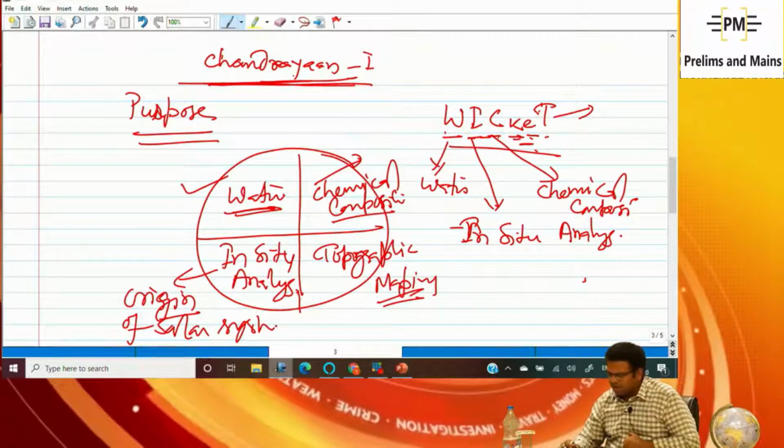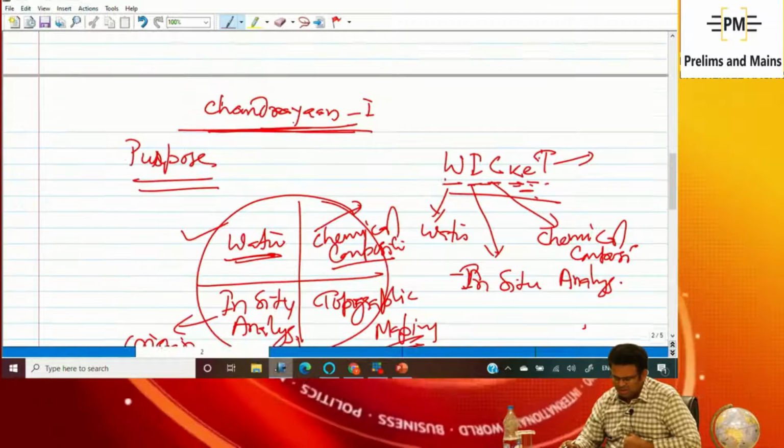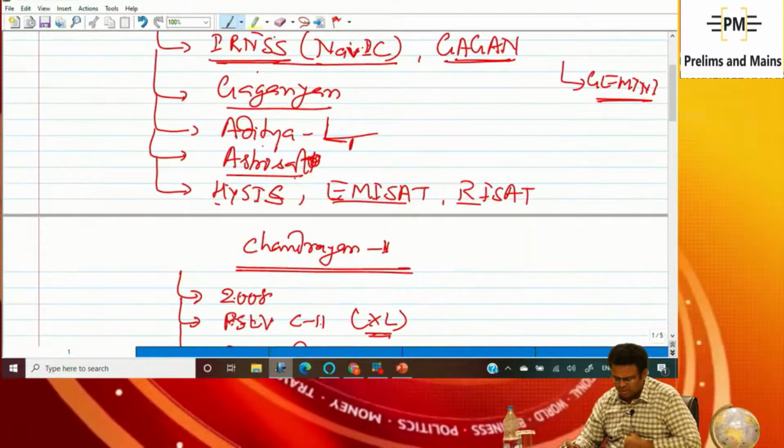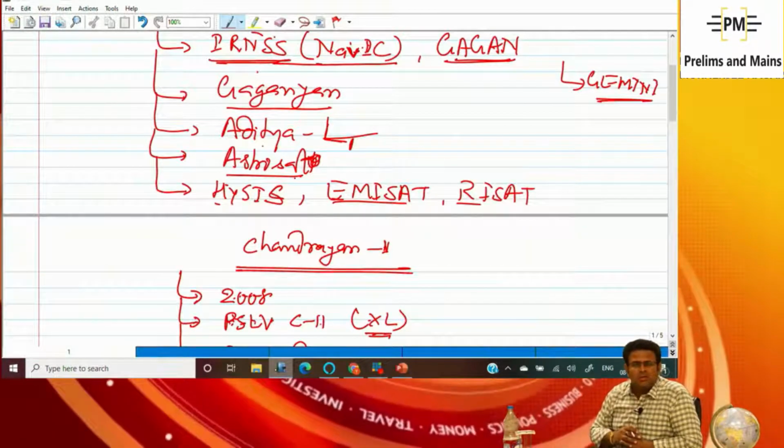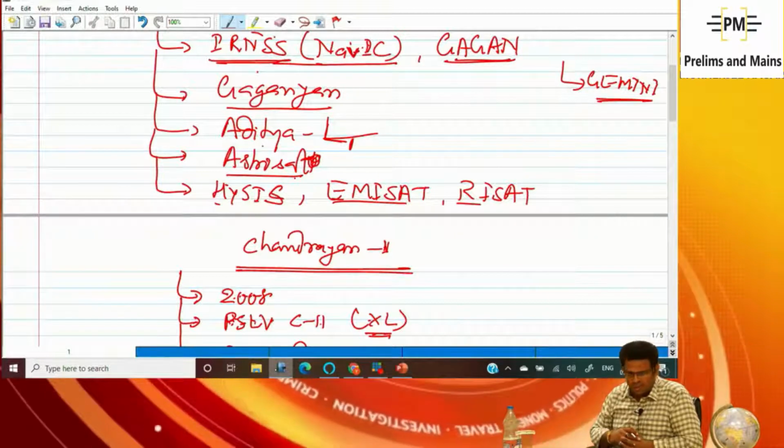So many things are there. You just go for around 1000 kg. Around 1000 kg. There are so many things there.